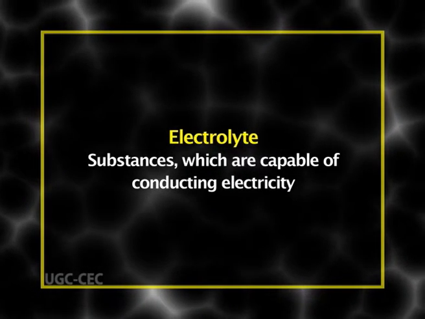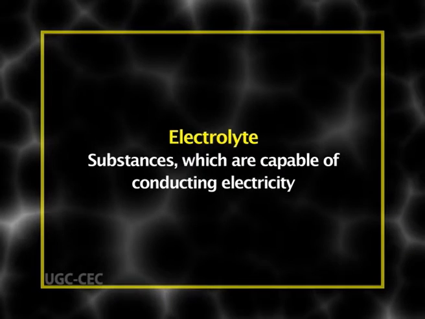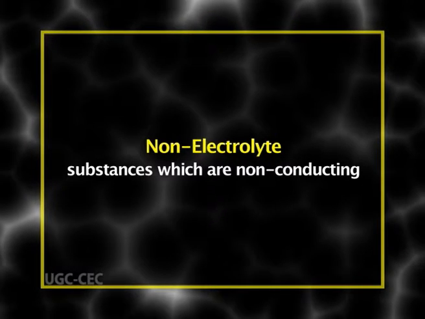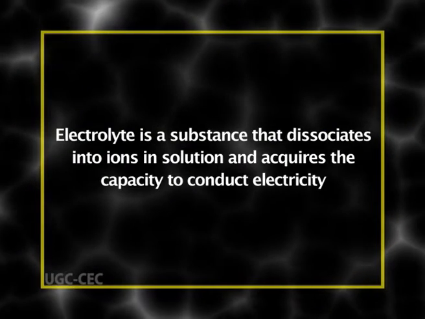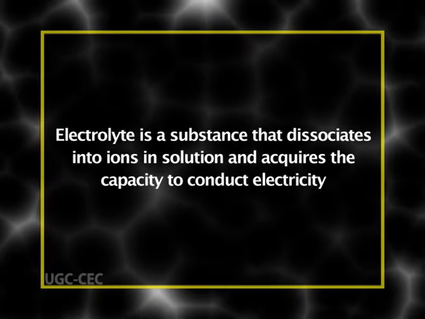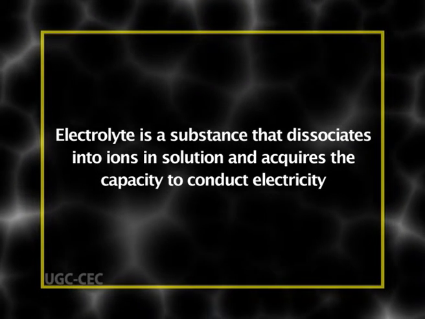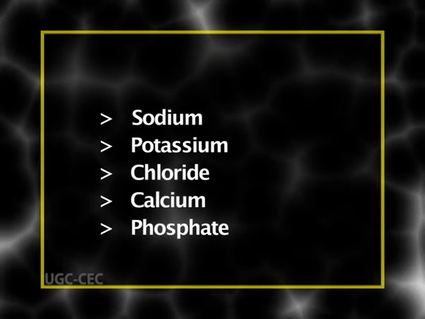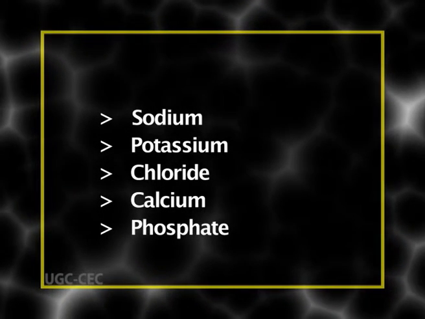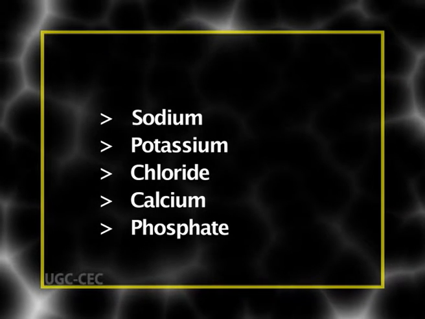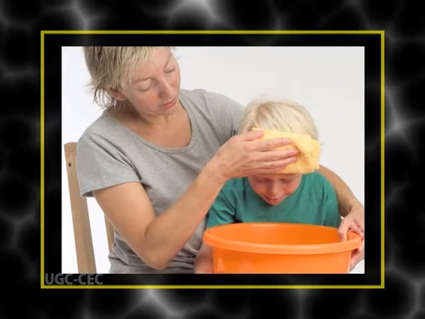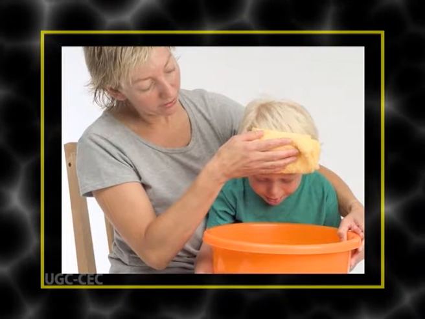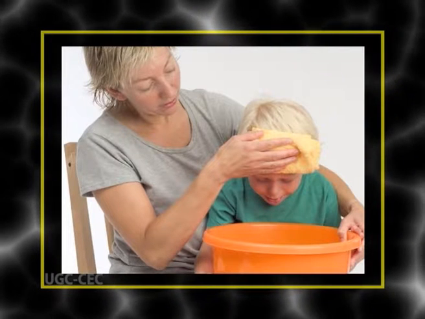Substances which are capable of conducting electricity are called electrolytes, while those substances which are non-conducting are called non-electrolytes. An electrolyte is a substance that dissociates into ions in solution and acquires the capacity to conduct electricity. Sodium, potassium, chloride, calcium, and phosphate are examples of electrolytes. Electrolyte replacement is needed when a patient has prolonged vomiting or diarrhea, or as a response to strenuous athletic activity.